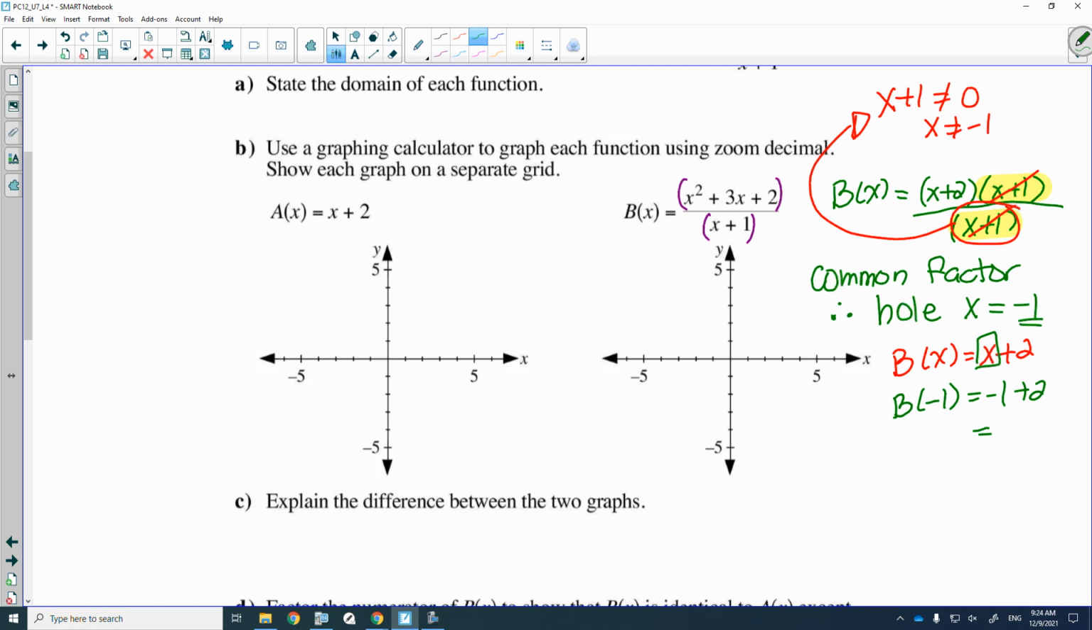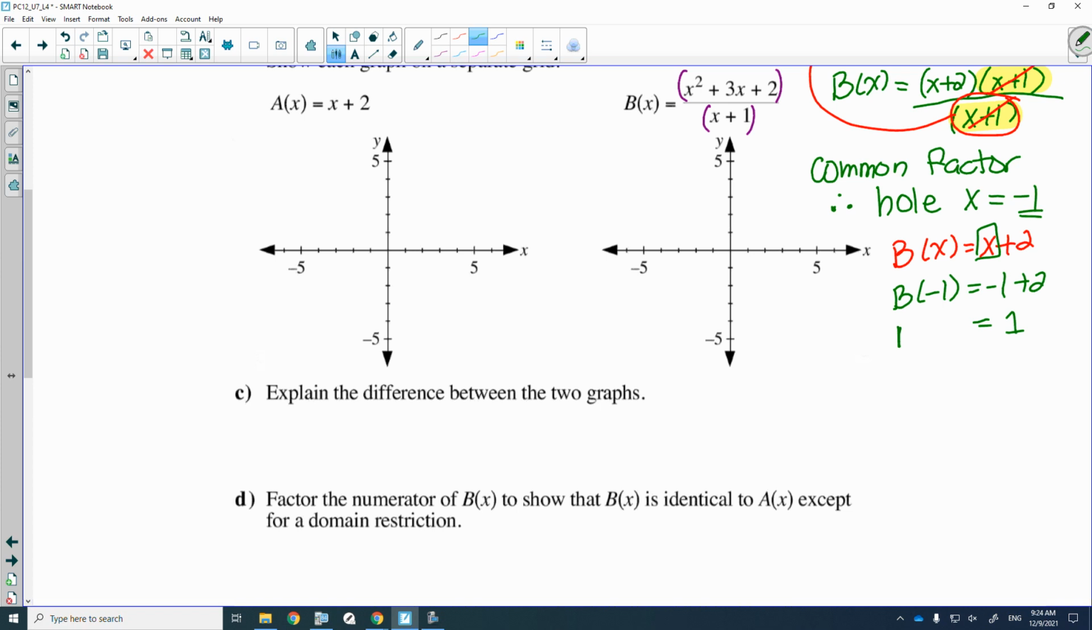The hole of the graph, -1 plus 2, is at 1. So what that means, and I'll write b of -1, is that there's a hole in my graph. You need to know the coordinates of the hole. It is at x is -1, because x can't be -1, and the y value of the hole is at 1. So on this grid, where x is -1 and y is 1, you need to draw an open circle.